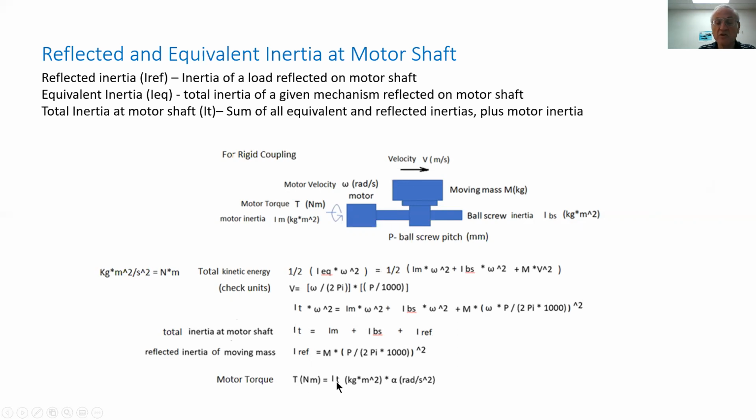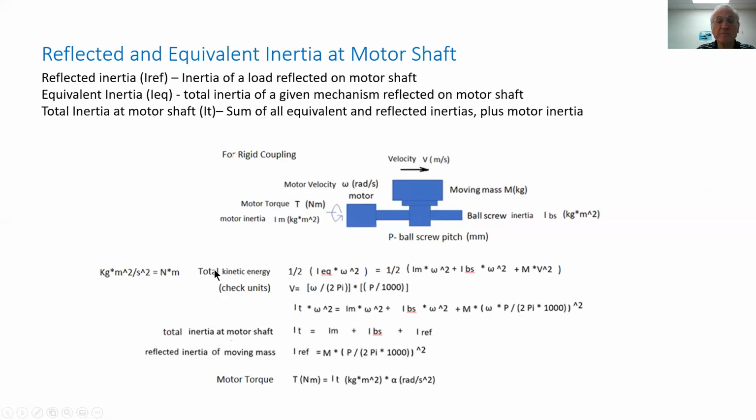The motor torque equals the total inertia times the acceleration. And the acceleration is determined by the various parameters of the ball screw or lead screw, and the inertia is determined by the various parameters of the load and the lead screw and the motor shaft.